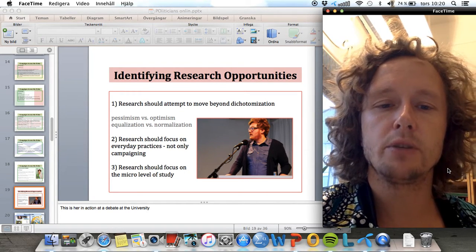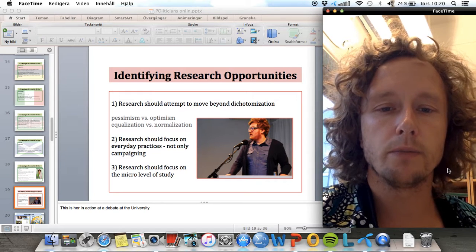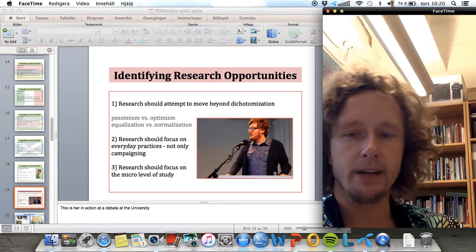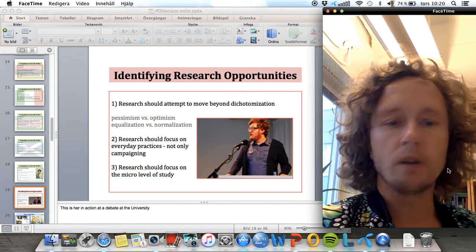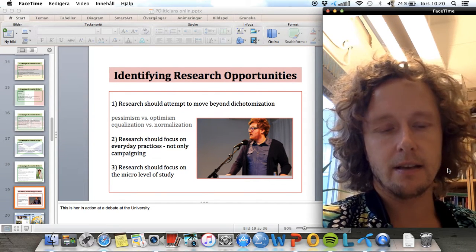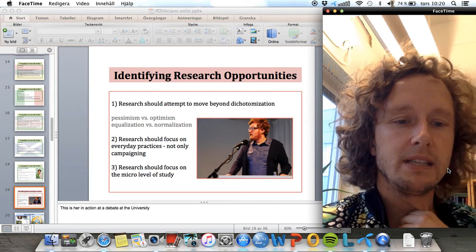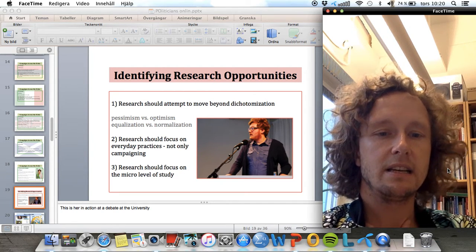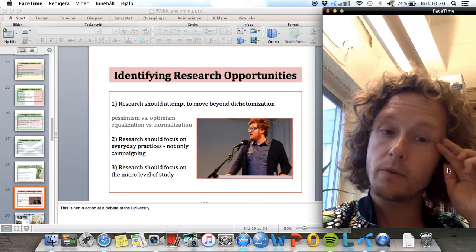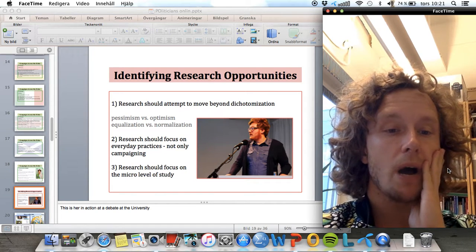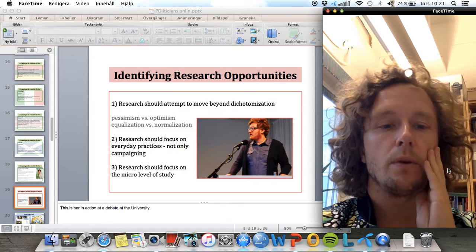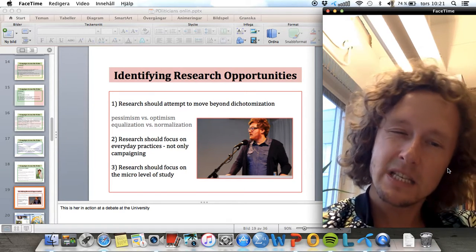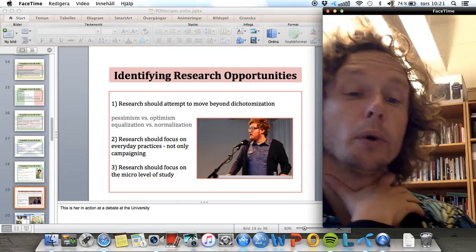Research should attempt to move beyond dichotomization. In a sense, this is already happening. There is no one who is purely an optimist or a pessimist, or purely an equalization or normalization theorist, that the internet equalizes the chances for underdogs and incumbents, or that power relations just remain the same. So in a sense, this is already starting to happen. When we wrote it, not so much.